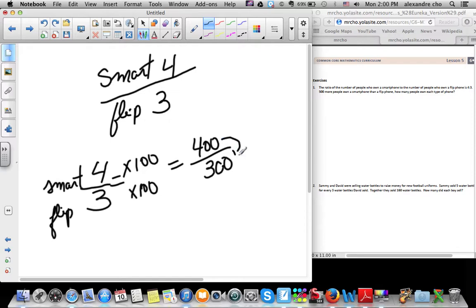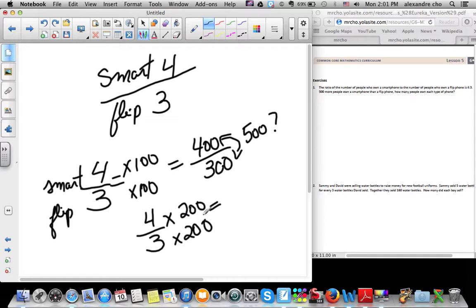Now, is the difference between these 500? Do I have a difference of 500 people? No, I don't. So that's not my answer. Let me take another shot at this. Let's make this times 200. I'm going to find another equivalent fraction.